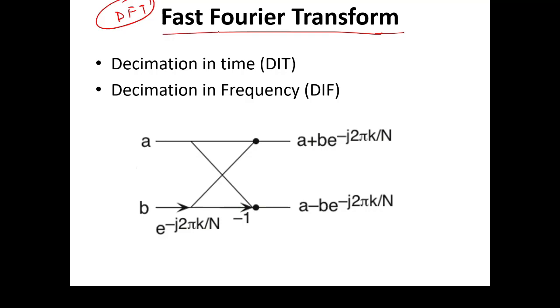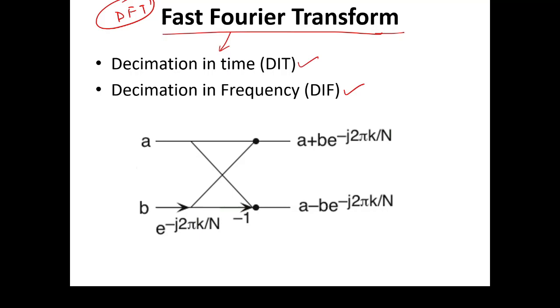FFT can be implemented in two ways. The first one is DIT FFT and the second is DIF FFT. DIT means decimation in time and DIF means decimation in frequency. What do we mean by decimation? Decimation means that we want to reduce the signal length. Decimate means destroy, in general words. So here decimation means just breaking up of the signals, right?